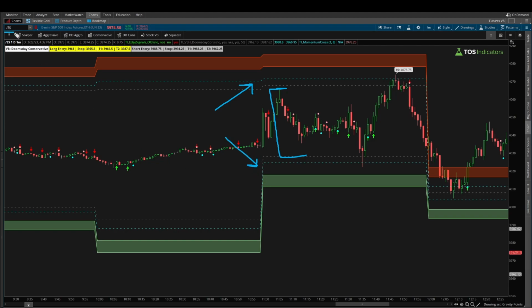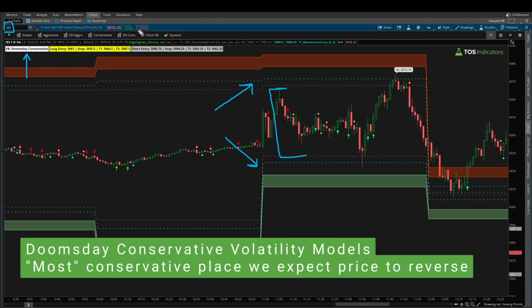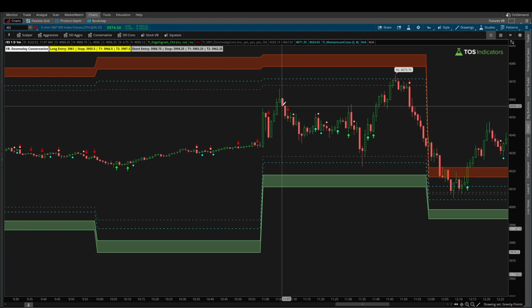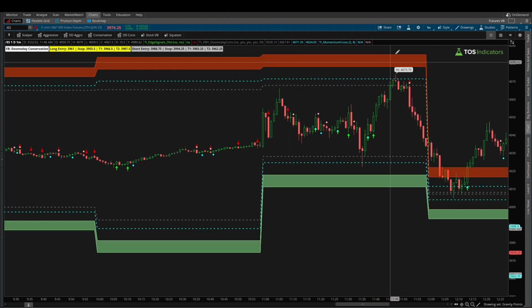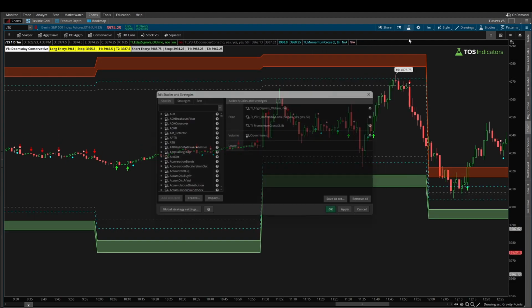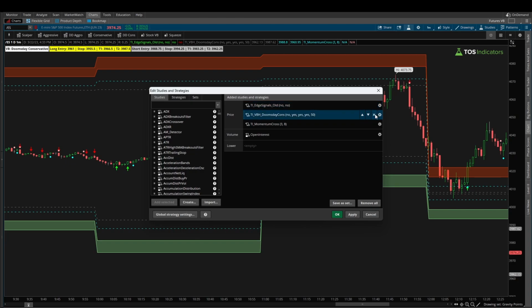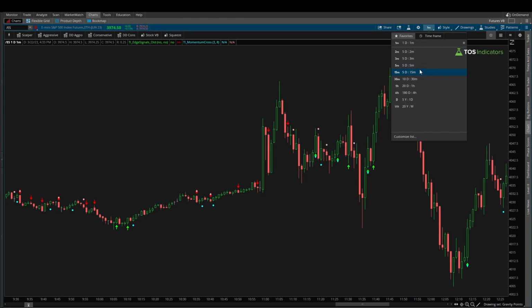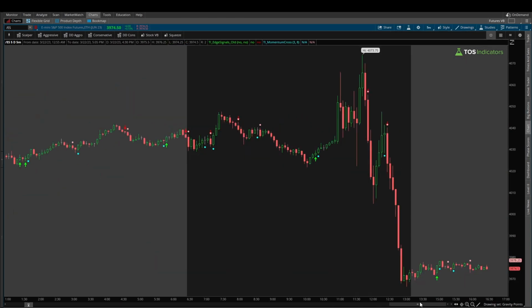Here inside of the ES futures, the S&P 500, I've loaded on our doomsday conservative models. That means we're on our most conservative, most cautious models available to us, and there we're looking for price action to give us signs of a reversal. That's what these clouds are, but if I first remove these clouds and click apply, this should hopefully make the breakout that took place during the FOMC event a little easier to see.